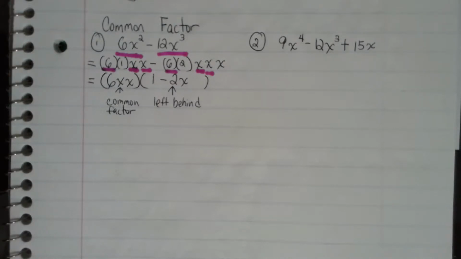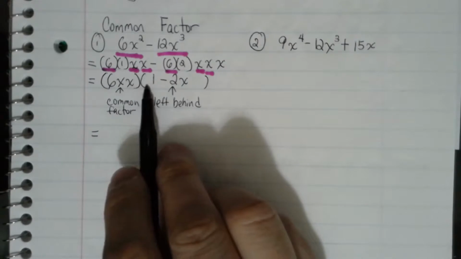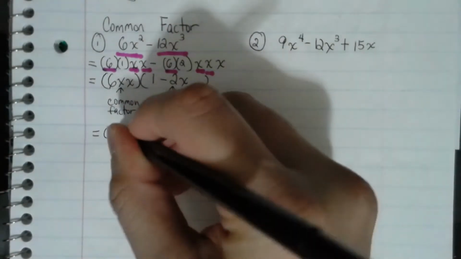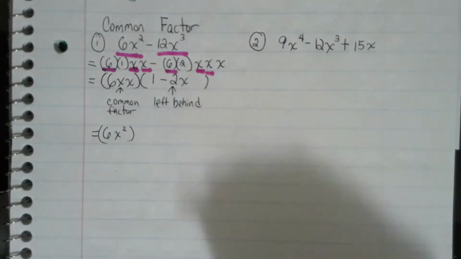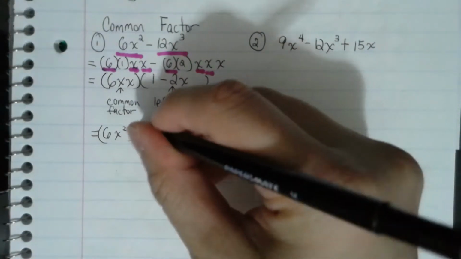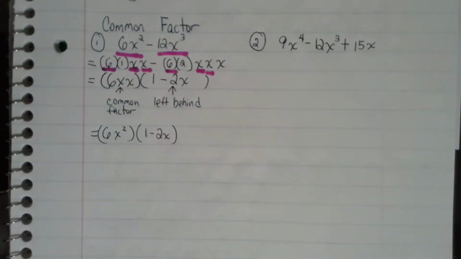Let's just simplify what we have. We have 6 times x, which means 6x squared. And we're just going to copy this. It cannot be simplified further. That's 1 minus 2x. And we are done factoring that algebraic expression.